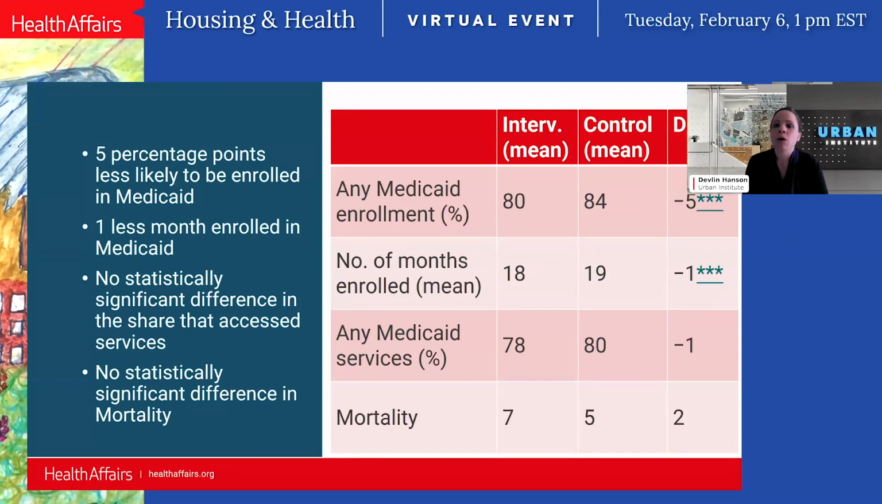the control group. When we look at whether they received any services, we do not see any statistically significant difference between the intervention and control group. We also looked at the impact of the program on mortality and found that there was no statistically significant difference between the intervention and control group.